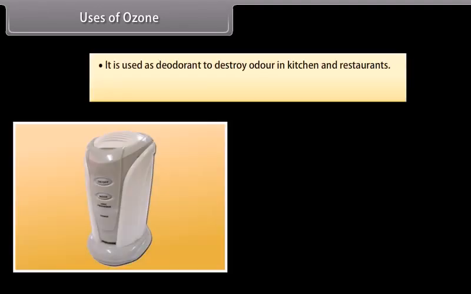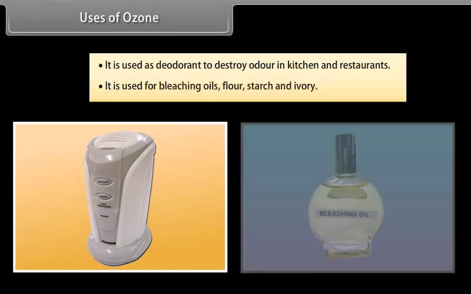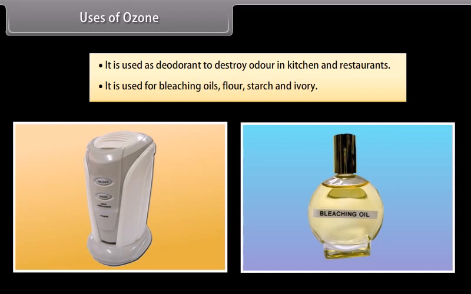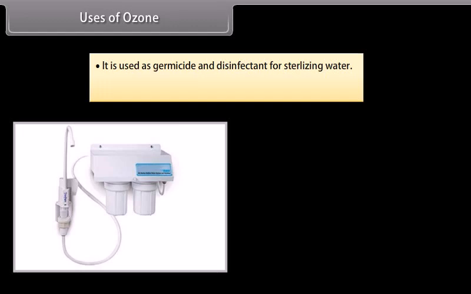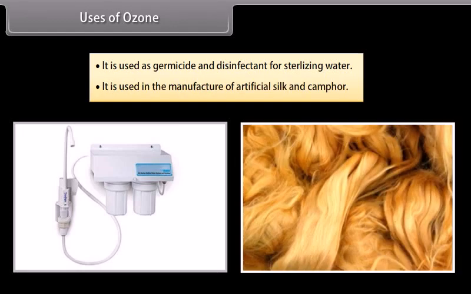Uses of ozone. The important uses of ozone are following. It is used as deodorant to destroy odor in kitchen and restaurants. It is used for bleaching oils, flour, starch and ivory. It is used as germicide and disinfectant for sterilizing water. It is used in the manufacture of artificial silk and camphor.